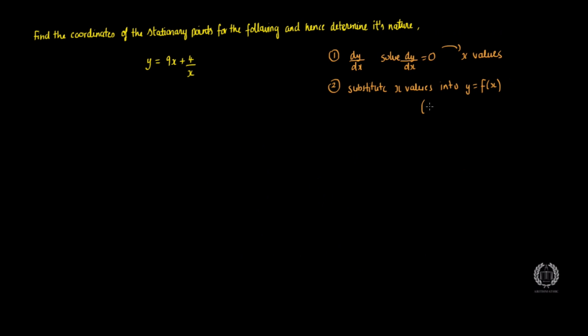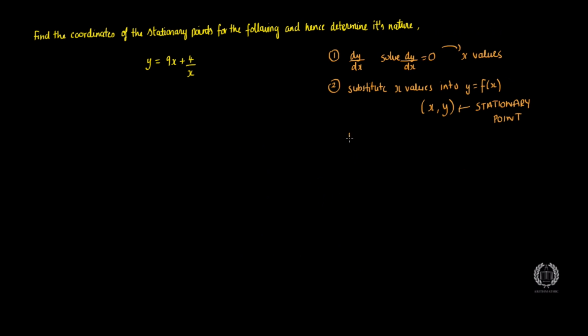And then what you're going to get is an x value that you've already found, and a y value. And this will be your stationary point. And that's it. That's how we find the stationary point. Obviously, I will show you how to do this, but I'm just showing you the method, right? That's to find the stationary point.